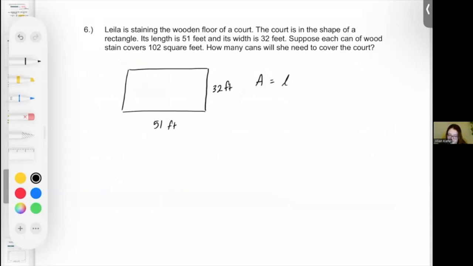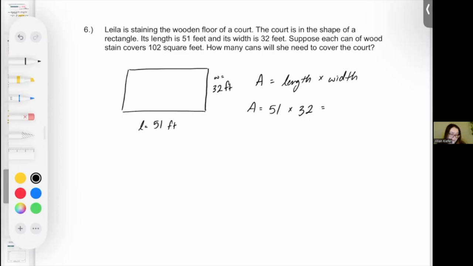Area, we say, is length times width, or L times W. We have that the length is 51 and the width is 32. So the area of our court is really going to be 51 times 32. They're both in feet in this case, so when we write our answer, it'll be in feet squared.